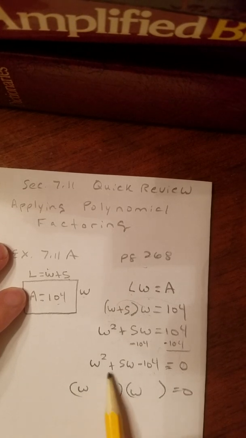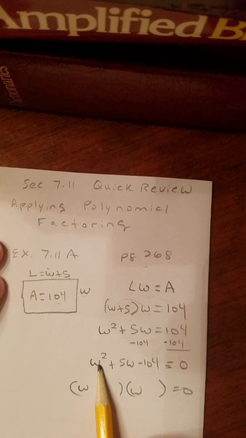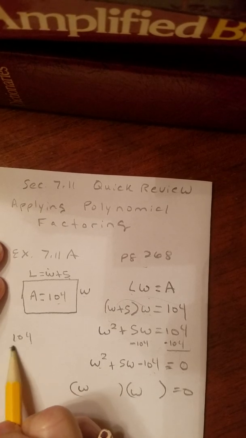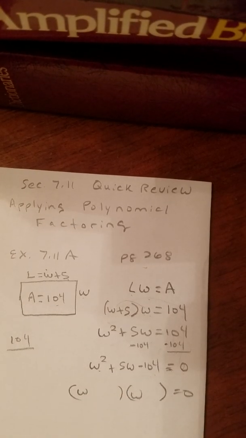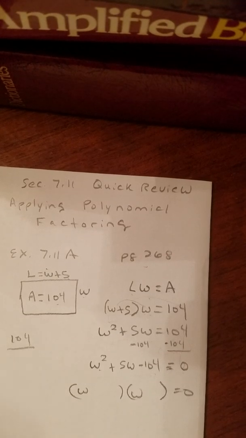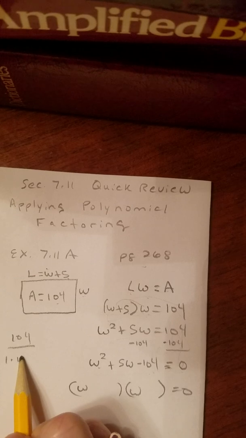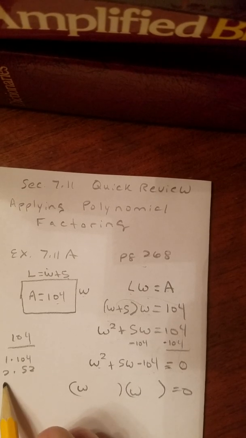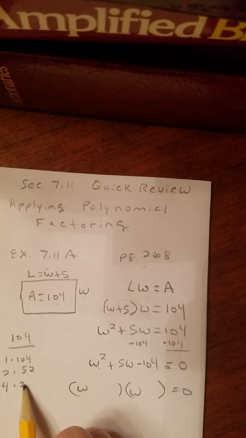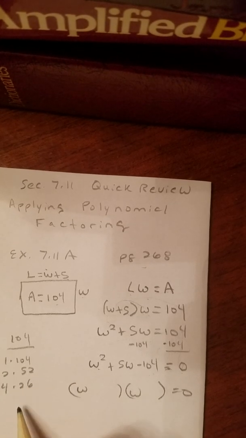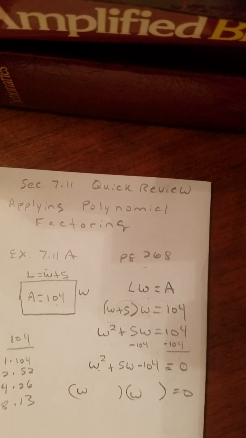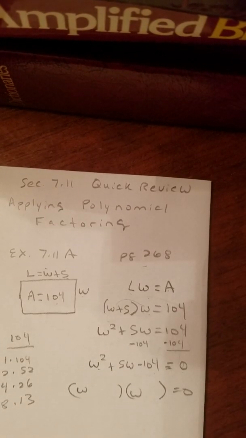W times W is W squared. You need to find out what are the factors of 104, right? So you need to go ahead and find those factors. So we know there's 1 times 104. We know there's 2 times 52. We know there's 4 times 26. And if you keep working it out, you find that there's 8 times 13.